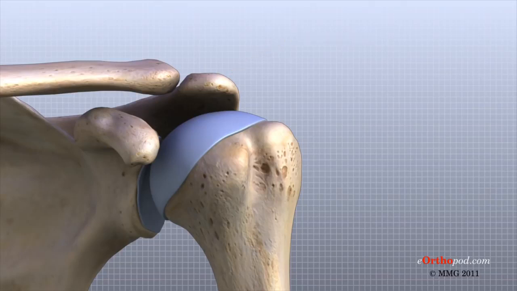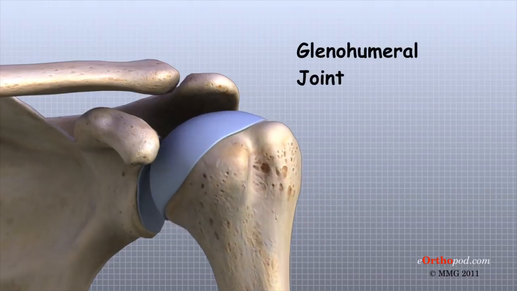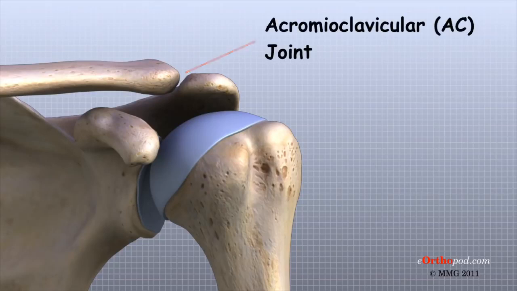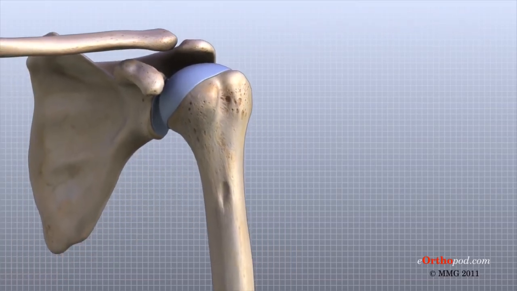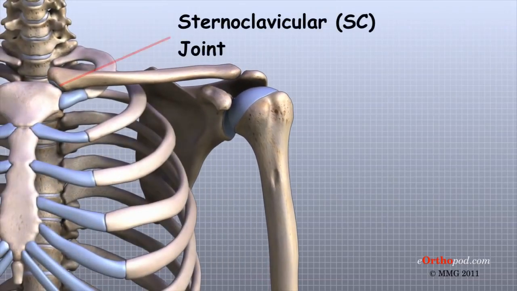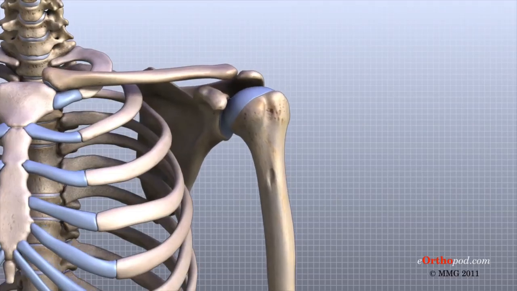There are actually 4 joints that make up the shoulder. The main shoulder joint, called the glenohumeral joint, is formed where the ball of the humerus fits into a shallow socket on the scapula. This shallow socket is called the glenoid. The acromioclavicular, or AC joint, is where the clavicle meets the acromion. The sternoclavicular, or SC joint, supports the connection of the arms and shoulders to the main skeleton on the front of the chest. A false joint is formed where the shoulder blade glides against the rib cage.